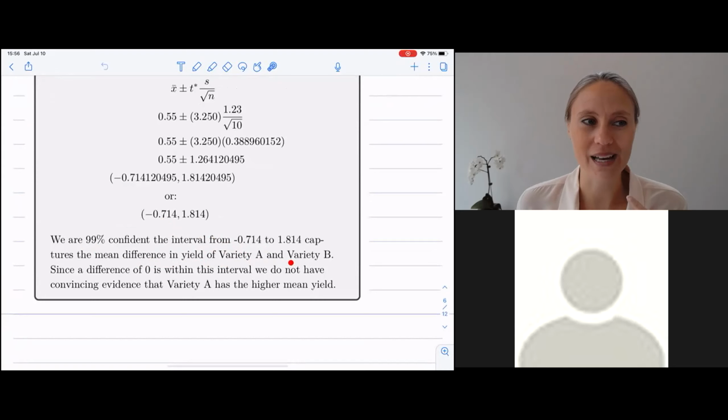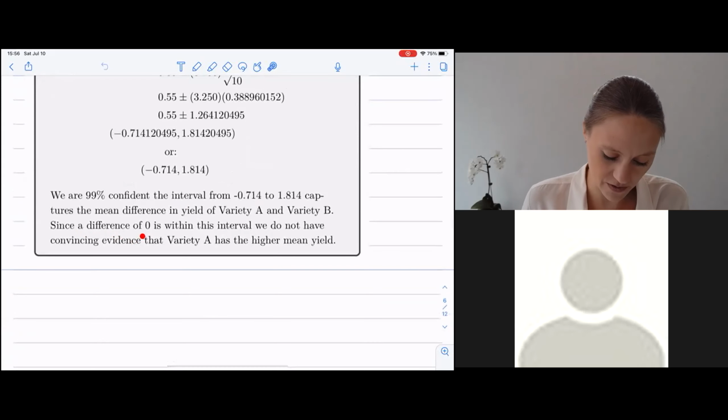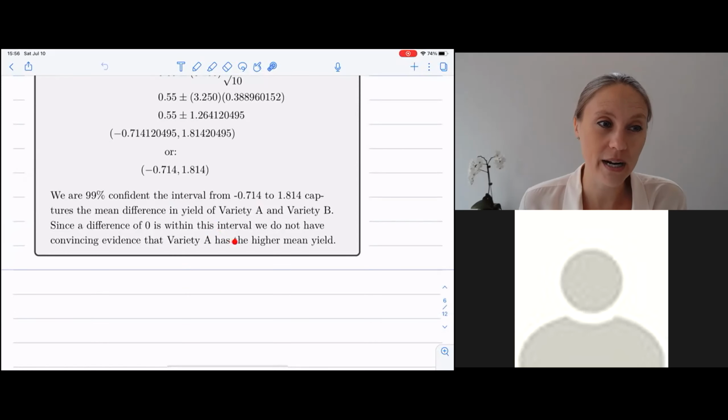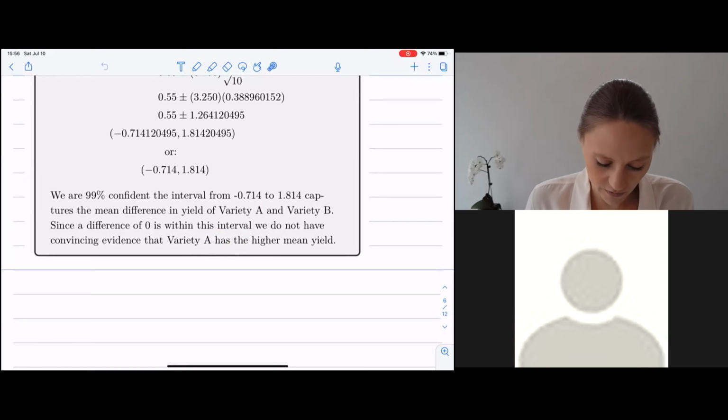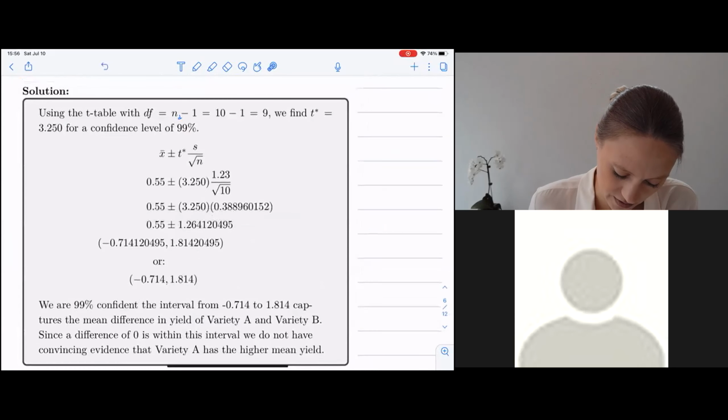Now, notice that we're 99% confident that a difference of 0 can happen, right? Because the interval goes from a negative to a positive, so 0 is somewhere in this interval. So since a difference of 0 is within this interval, we do not have convincing evidence that variety A has a higher mean yield. Now, I want to think about what this interval would look like if variety A did in fact have a higher mean yield.